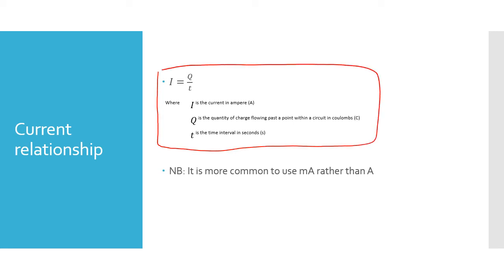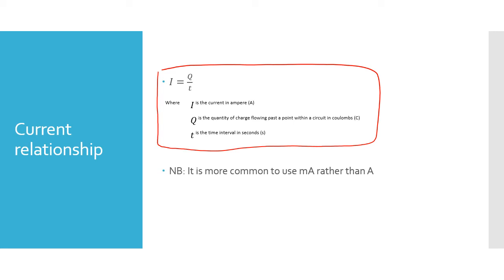The current of a circuit is determined by the number of electrons that passes through a point, because remember we said current is how many electrons passes through a point in a certain amount of time, and so it becomes the number of coulombs over time.